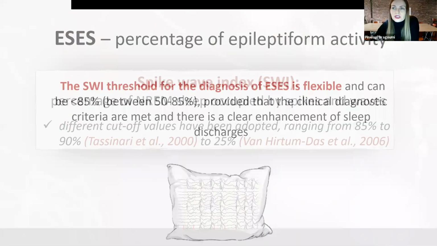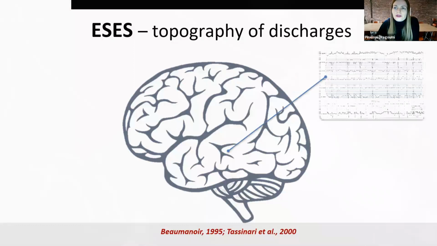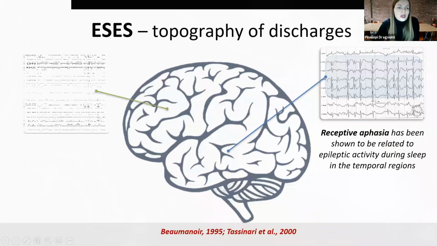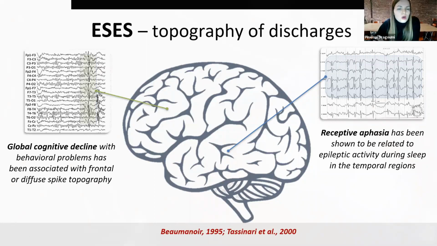Also, another important issue is the topography of discharges. When we have mostly discharges in the temporal regions, we have receptive aphasia in the spectrum of Landau-Kleffner, and when we have either diffuse spike topography or frontal, mostly frontally distributed, we have global cognitive decline.